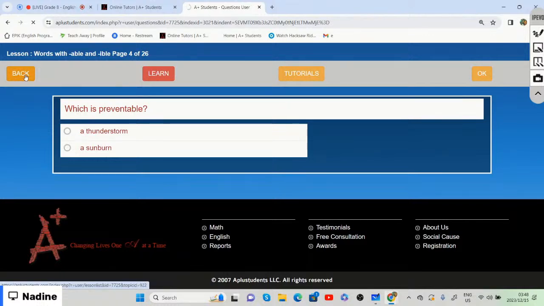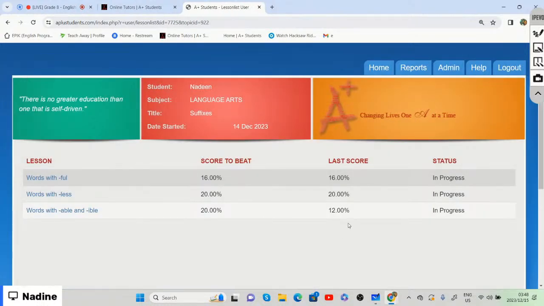All right, so that is now the end of our lesson on suffixes. Remember, a suffix is a word part that you add at the end of a base word to create a new word. If you want to know the meaning of the full word or full sentence, it is best if you know the meaning of the suffix. We said full is full of or having much of, less means without, and able is being able to be.